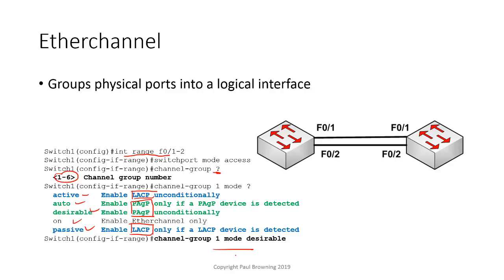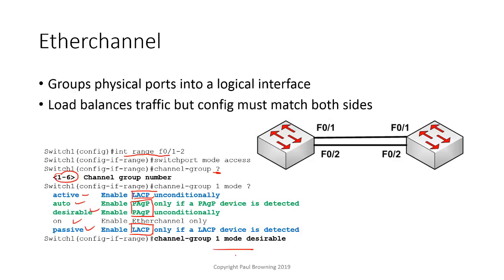So your physical ports are actually grouped into a logical interface, which is your channel interface. It could be one or more than one, obviously 2, 3, 4, 5, 6. Traffic is load balanced, but the config must match on both sides. So whatever you've configured over here will need to match over here.